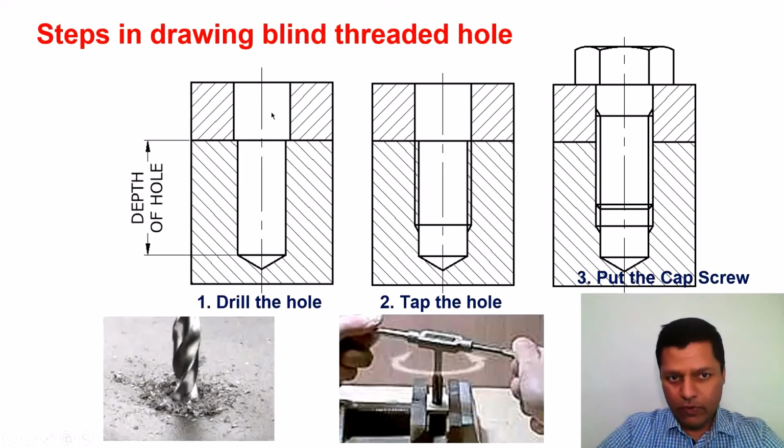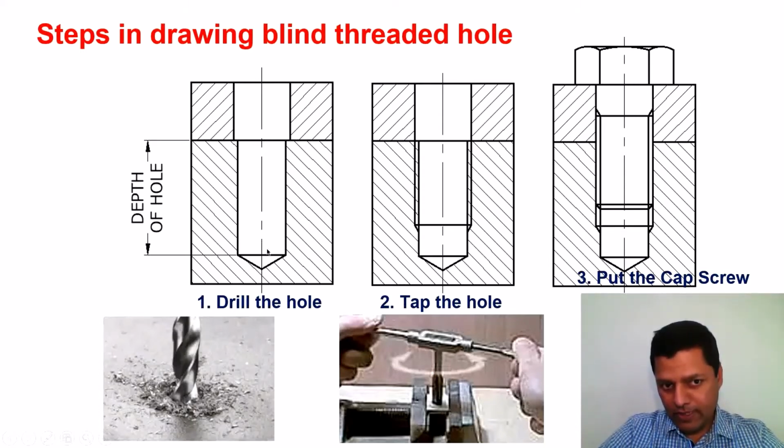Now we are not talking about part A here, only look at the lower part, part B. In this part we want to make a blind threaded hole of whatever specified depth. The depth is measured in that part from here to here. When we measure the depth, it is in that part only. We don't consider the size of the other part because the hole is drilled in this part.